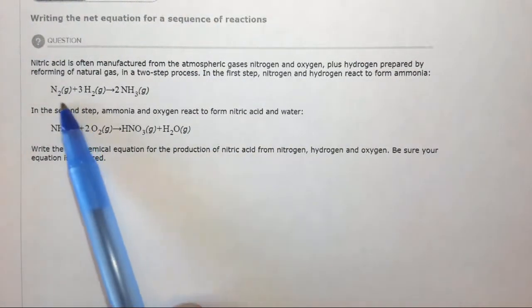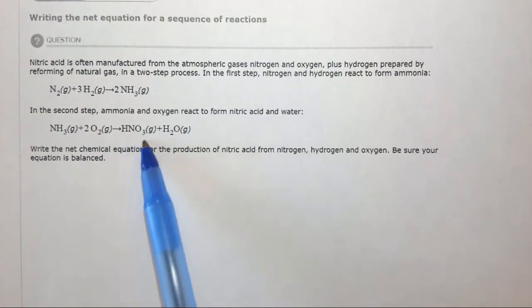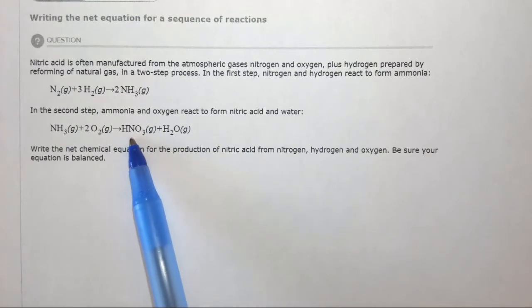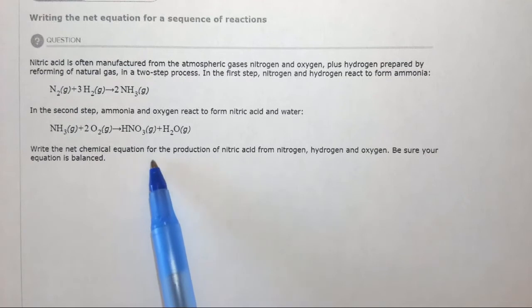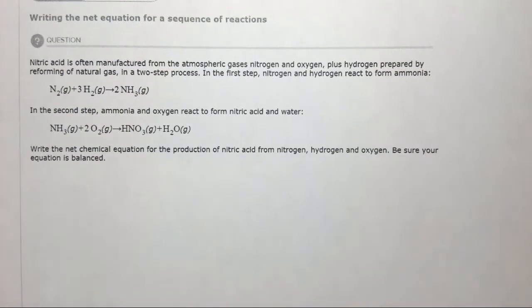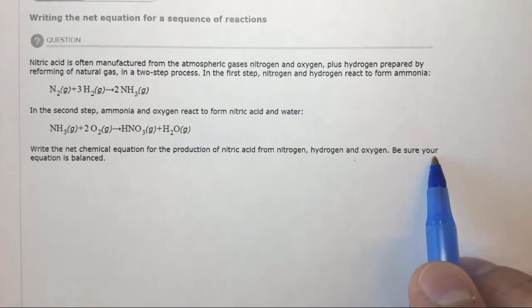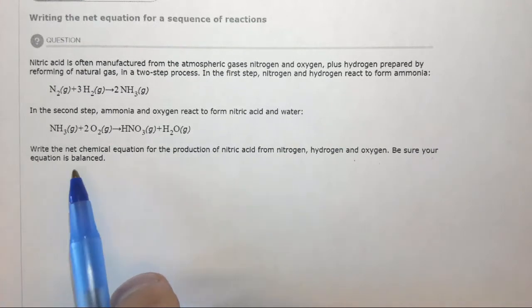In this question, we're given two chemical reactions that are used industrially to form nitric acid, HNO3. And what we're asked for is the net chemical equation for the production of nitric acid from nitrogen, hydrogen, and oxygen. And then it says be sure the equation is balanced.